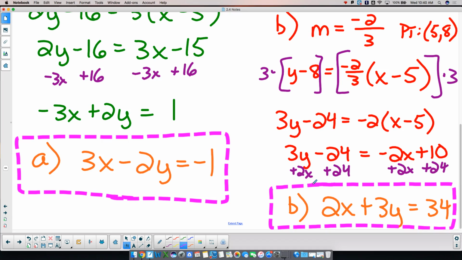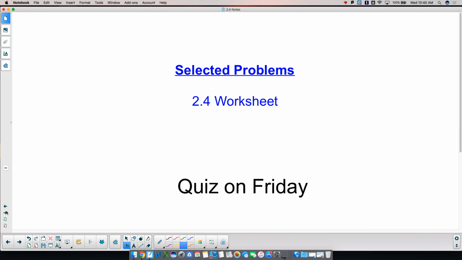Tonight, your homework is going to be a worksheet. Again, I remind you that you have a quiz on Friday covering sections 2.1 to 2.4. That quiz will be on Friday. We'll have plenty of time even with the shortened mods that are going on this Friday.